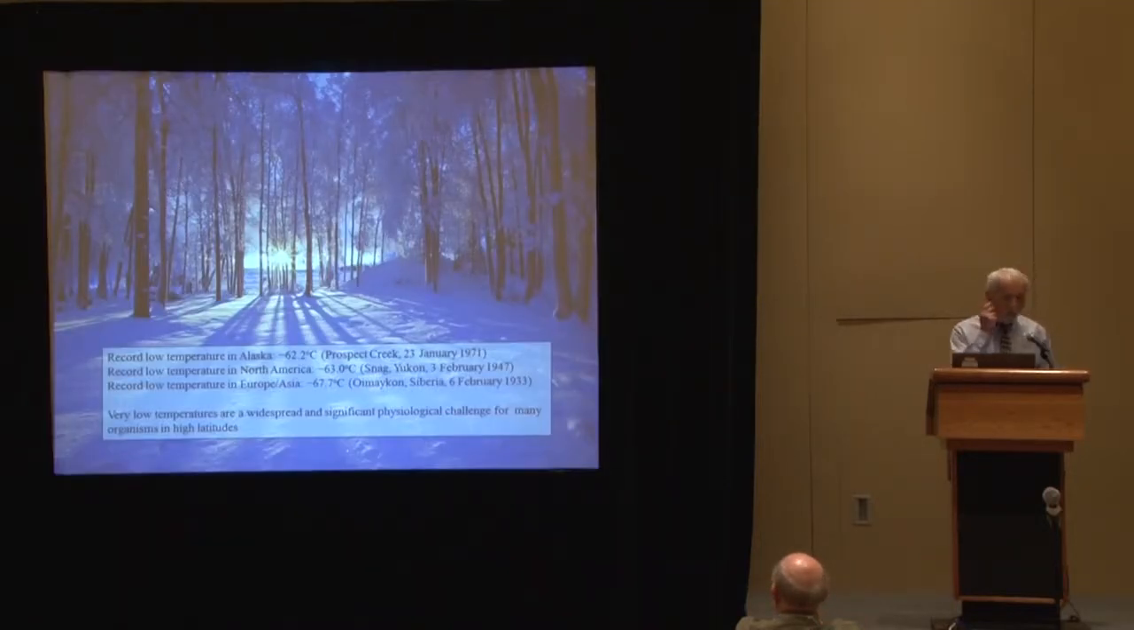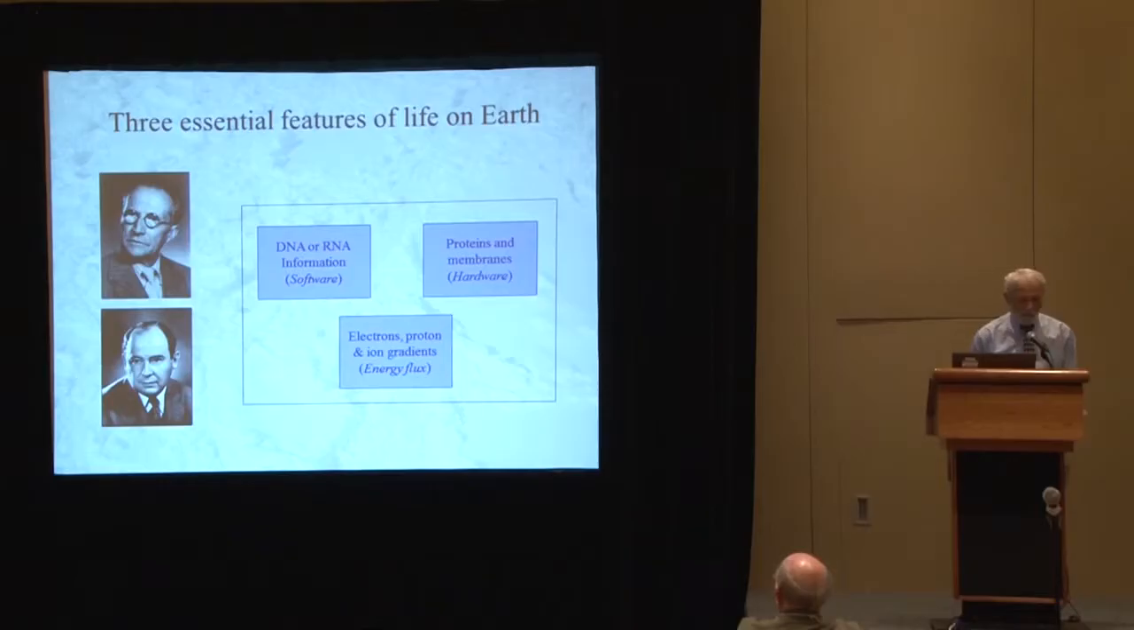If we move to the northern hemisphere, a few records. Record low temperature in Alaska is minus 62, came in '71. The record low in North America is very similar, minus 63, that's in the Yukon. In general, because it's more extensive, Europe and Asia are slightly colder than North America, but it's only slight, minus 67.7 in 1933 in Siberia. Very low temperatures are widespread and a significant physiological challenge for a large number of organisms. It's not quite so obscure as passing chief executives occasionally would like to remark. Cold temperatures are real, they're extensive, and they're quite the norm for life on Earth.